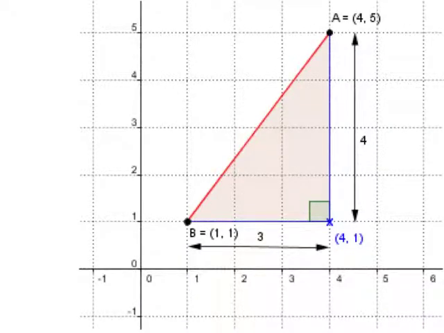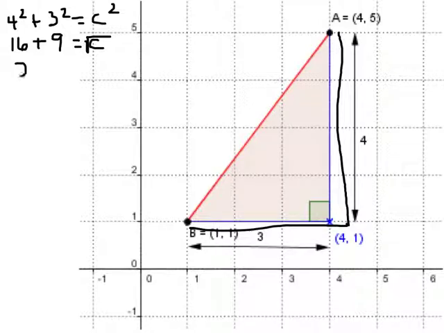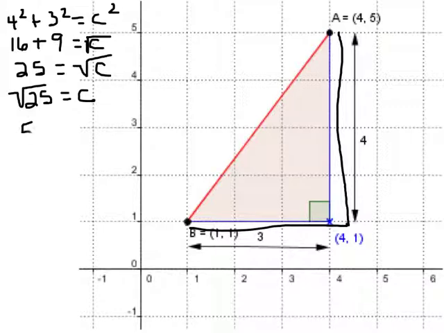Alright, in this one, you can see we've got 4 units down, they've already counted it for us, and 3 units across. So if we say 4 squared plus 3 squared equals our distance, C squared. This is 16. This is 9. This is 25 equals C squared. So the square root of 25 would equal C. And the square root of 25 is 5.